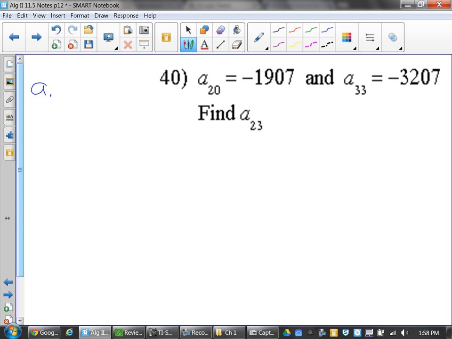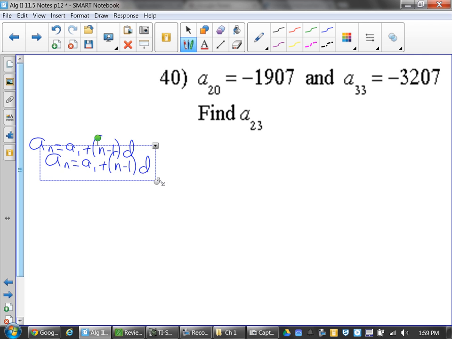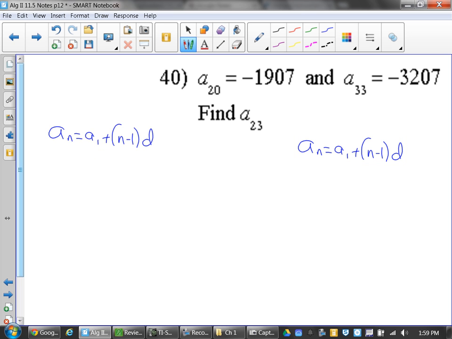So a sub n is my first term plus the n minus 1 times my difference. I'm going to use that twice. I know that the 20th term is negative 1907. So the 20th term is negative 1907. That is my first term plus 19 times d. Everybody okay with me writing it as 19d right off the bat? Yes. Okay. Same idea with the 33rd term. It is negative 3207.